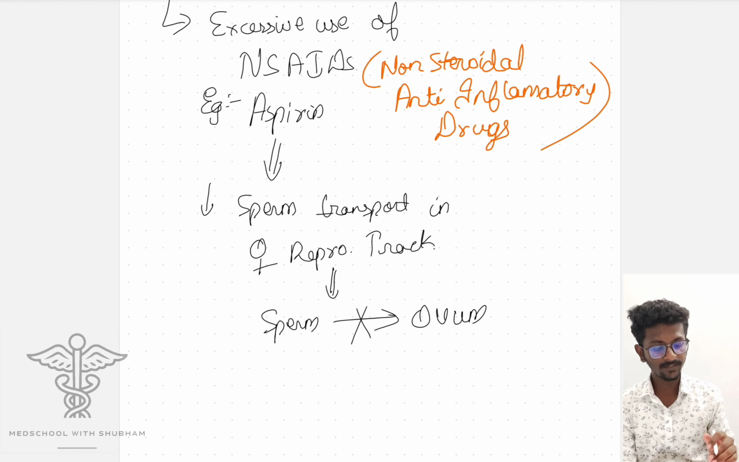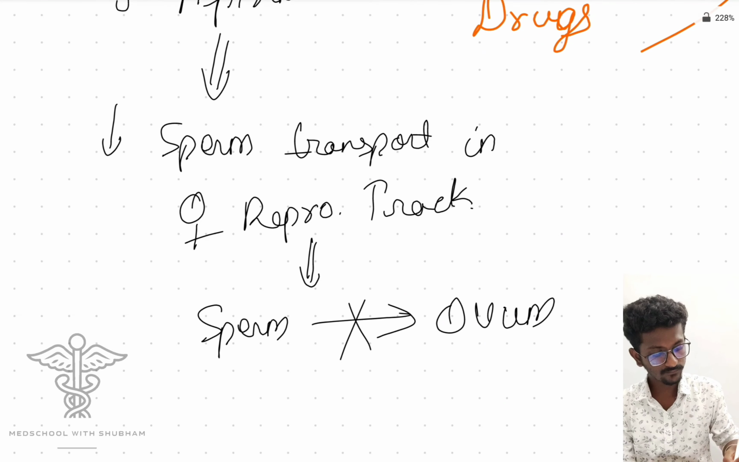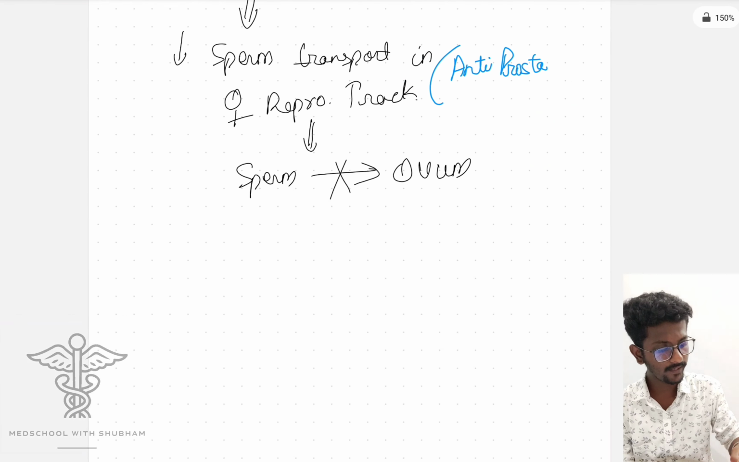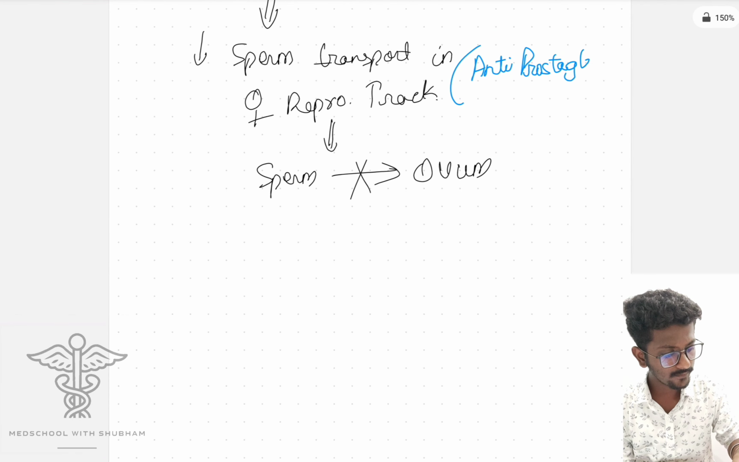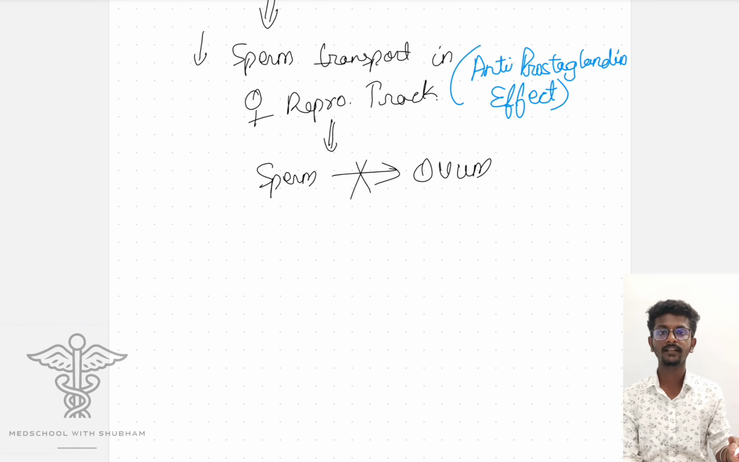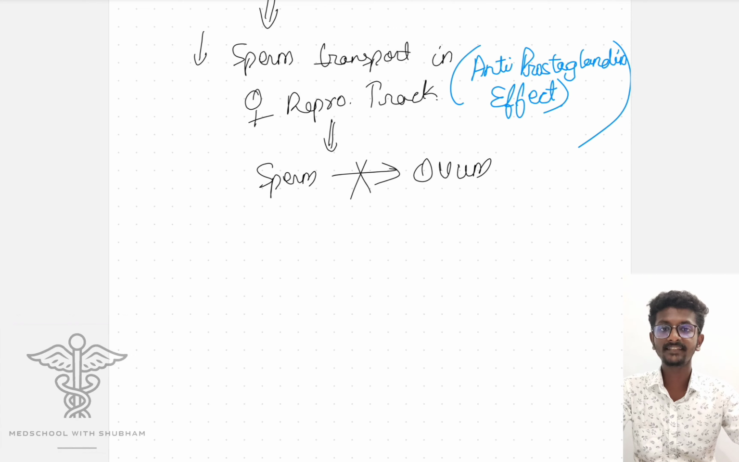Now you will ask me why the sperm transport is decreased. It is because of the anti-prostaglandin effect. Because of the anti-prostaglandin effect, the sperm transport is reduced and the sperm cannot reach the ovum.